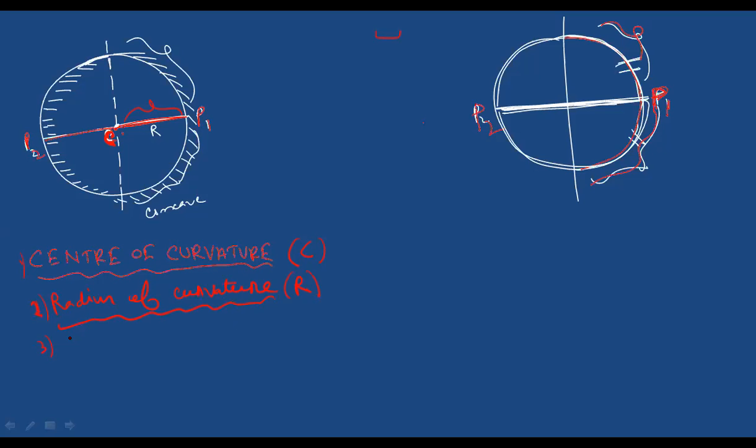Then third, write down pole. It is not North Pole or South Pole. This is different. So write down: the midpoint of a spherical mirror is called its pole.